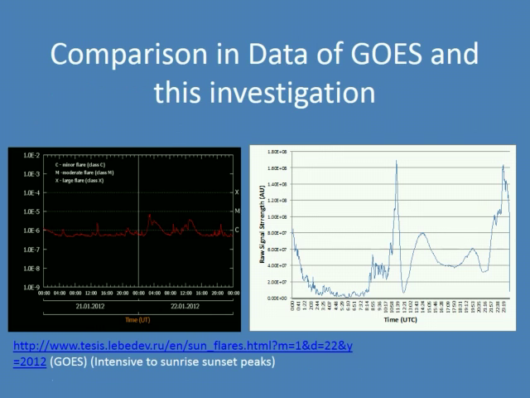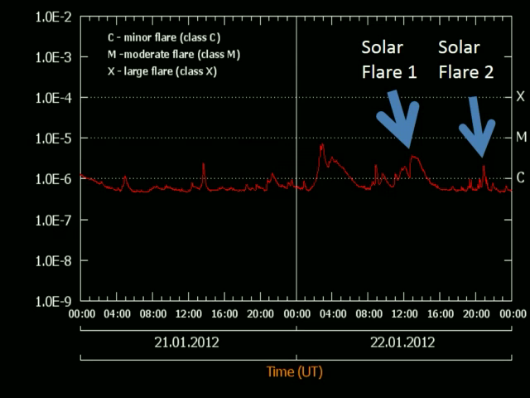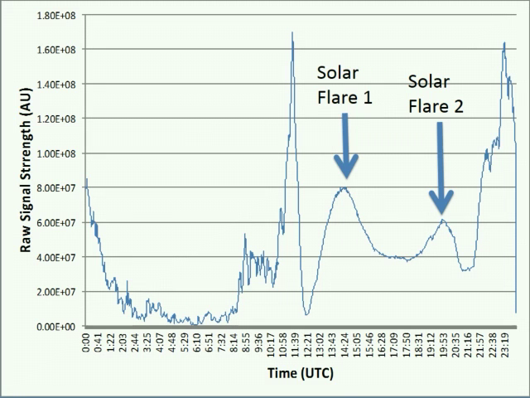Now, if we look at the comparison between my investigation and the GOES satellite, we can see the two flares in the GOES satellite at the 12 o'clock mark and around the 2,000 hours mark. Looking at my plot, we see these same two flares, showing that my system can also give the same results.